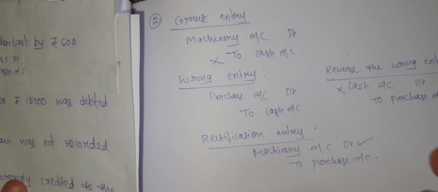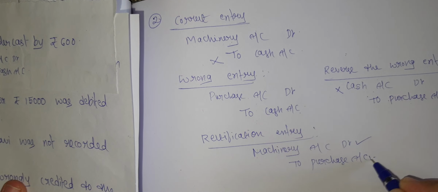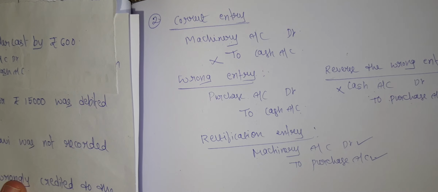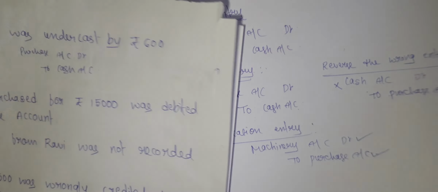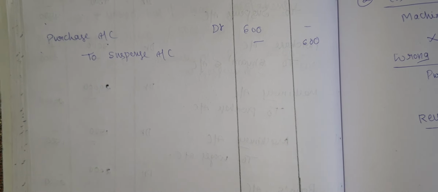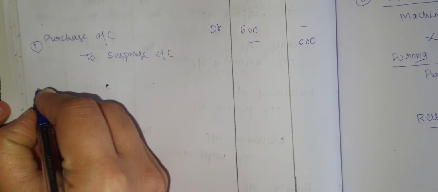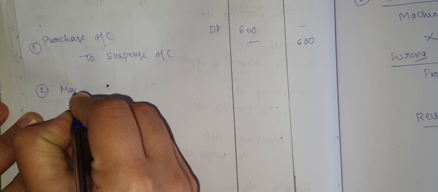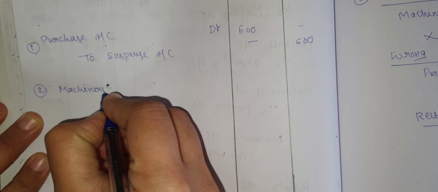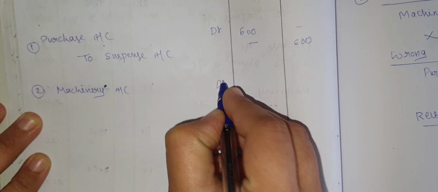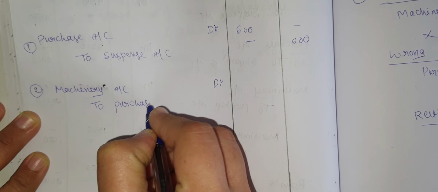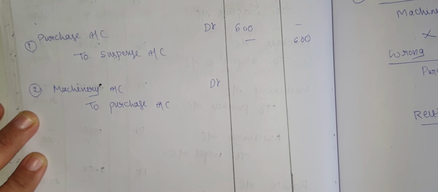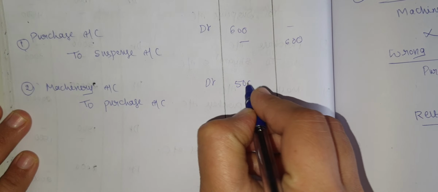So to cancel, we need to credit the purchase account. That's it. So what is the rectification entry here? Write down: Machinery account debit to purchase account. Here we need to credit the purchase account. We need to cancel the purchase account, that is rupees 5,000.